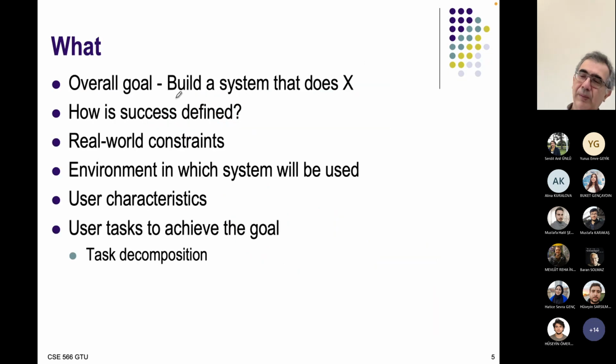Our goal will be building a system that performs the task X. It can do it, such as collecting applications for scholarship. Collecting applications for scholarship is fine, but is it good? Is it a good application? So how do we define the success? When are we satisfied? These are important questions.